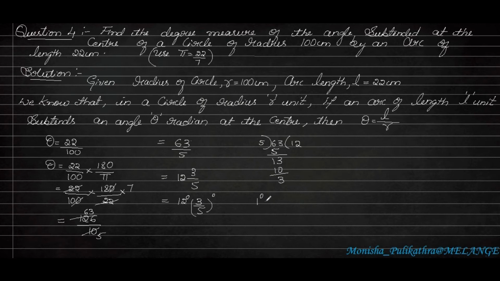We need to convert the fraction of a degree to minutes. So 1 degree is equal to 60 minutes. According to that, we have 12 degrees plus, and when converting you have to include an addition symbol here, 3 by 5 of a degree to 60 minutes. So 5 ones are 5, 5 twos are 10, and 12 threes are 36. So 22 by 100 radian is equal to 12 degrees 36 minutes. I hope you understood this.